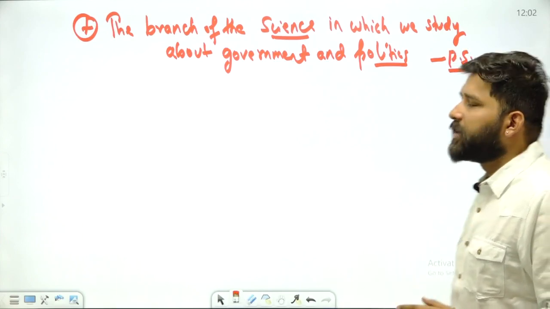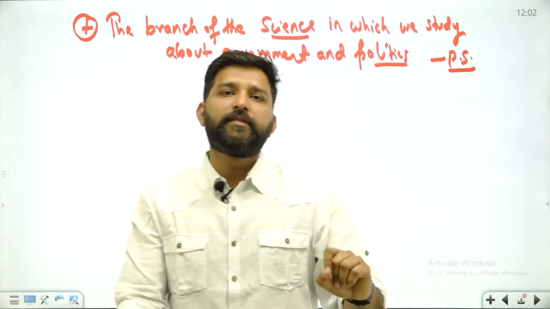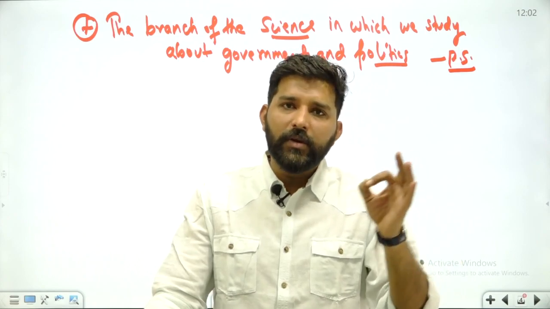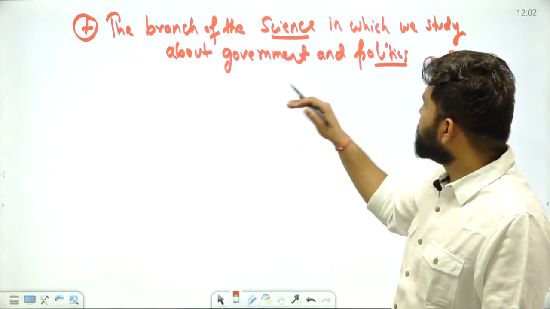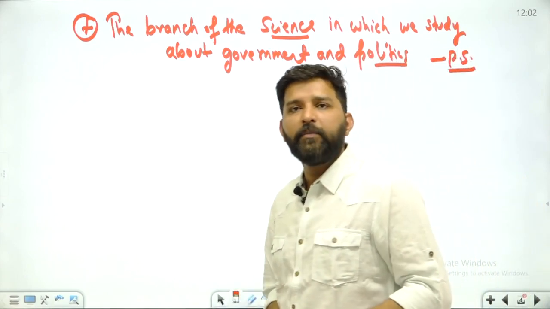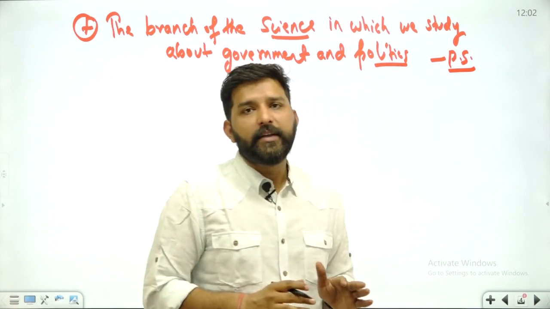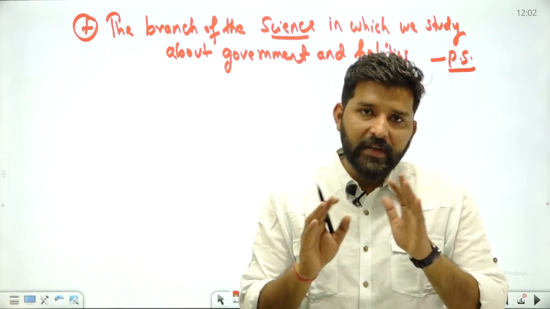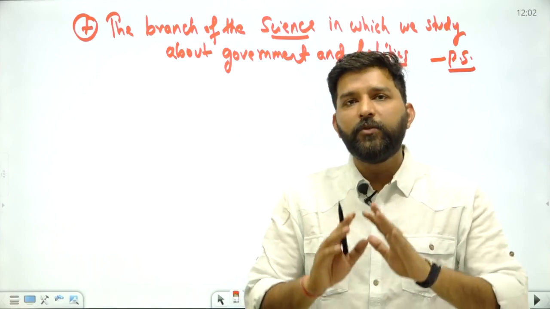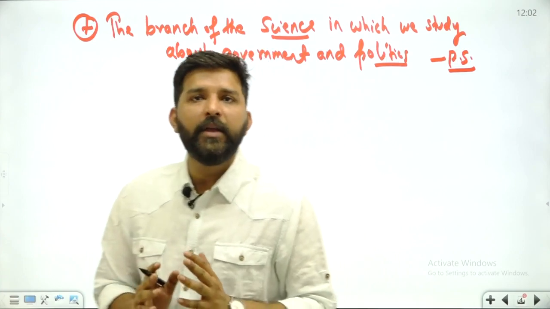So what was the first definition? The branch of the social science in which we study about the affairs of the city in a scientific way is known as political science. And the other definition is the branch of the science in which we study about government and politics is known as political science. See, the political scientists use the scientific methods for the basic understanding of political science, or to make a conclusion regarding any problem.